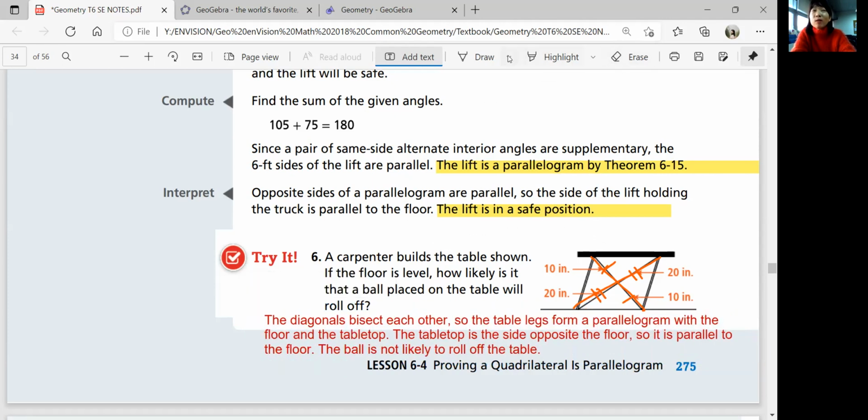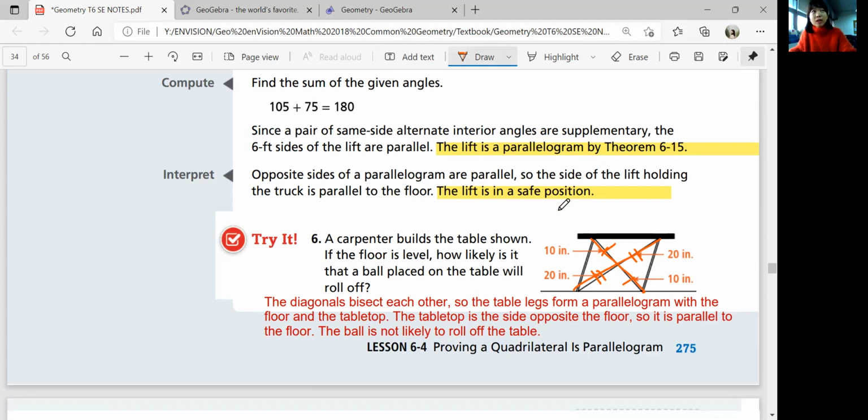Okay, so how likely means is it almost impossible? Is it impossible? Is it going to fall or not? How well do you think it's going to fall? So if it's parallel, it's probably not going to fall off. But if it's a little bit slanted, then it's going to fall off slowly. If it's really slanted, it's very likely to fall off quickly.